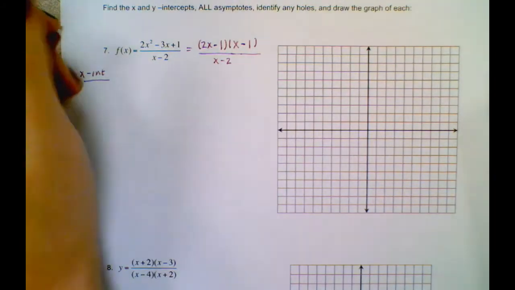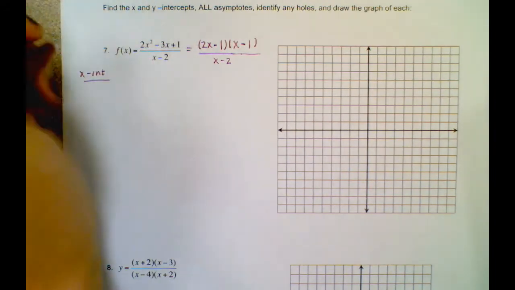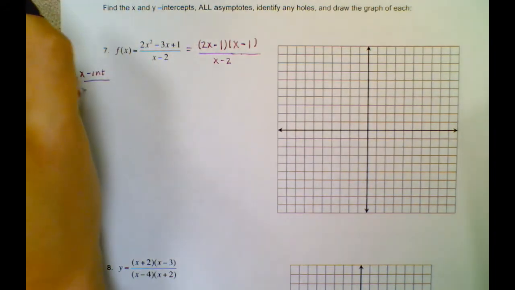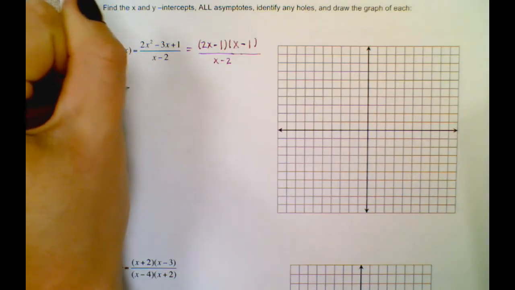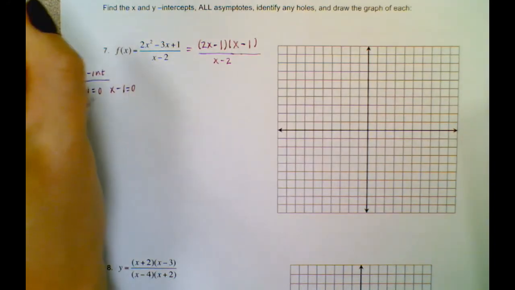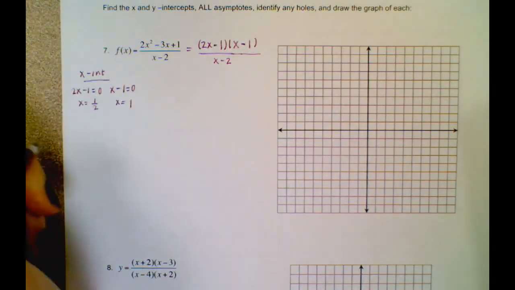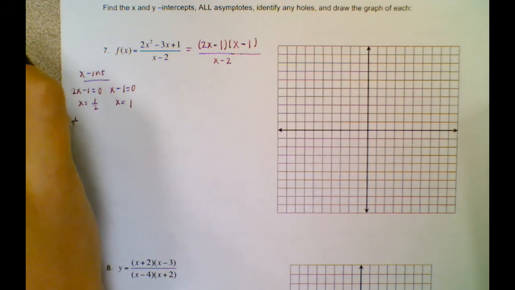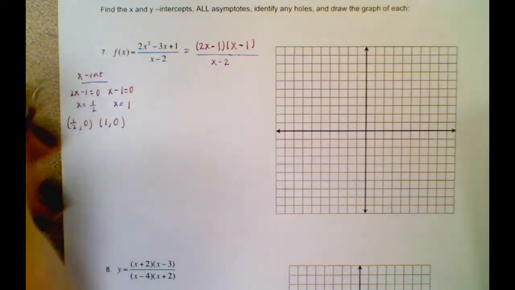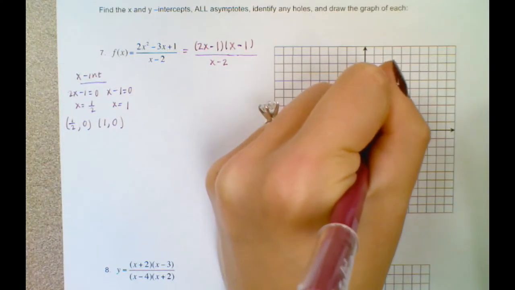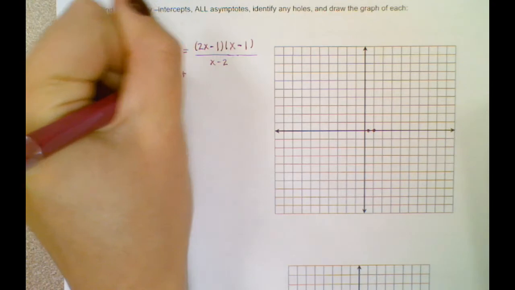All right, so x-intercepts. Let's see here. That's just going to be when the numerator equals 0. So I'm just going to take those factors and set them equal to 0. I think that'll be a lot quicker and easier to find those x values. So we get 1/2 and 1. Okay. So let's go ahead and plot those. 1/2 and 1.